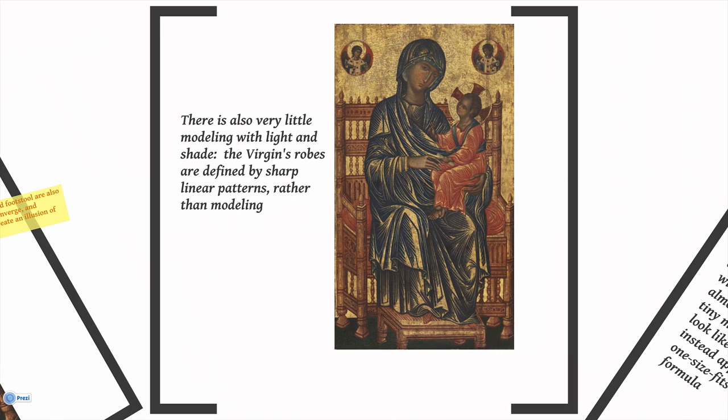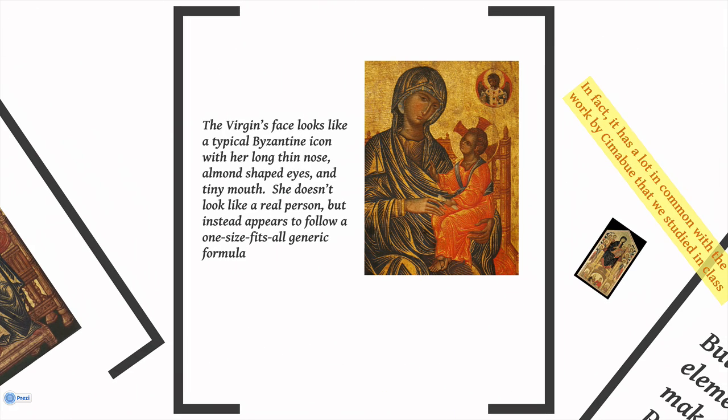There's also very little modeling with light and shade. The Virgin's robes are defined by sharp linear patterns rather than modeling. And the Virgin's face looks like a typical Byzantine icon with her long, thin nose, almond-shaped eyes, and tiny mouth. She doesn't look like a real person, but instead, she appears to follow a one-size-fits-all generic formula.